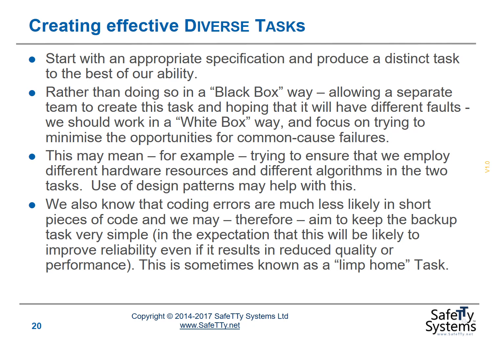We also know that coding errors are much less likely in short pieces of code, and we may therefore, if we're trying to build a backup task, keep the backup task very simple, in the expectation that this will be likely to improve reliability even if it results in reduced quality or performance. So this is sometimes called a limp home task.